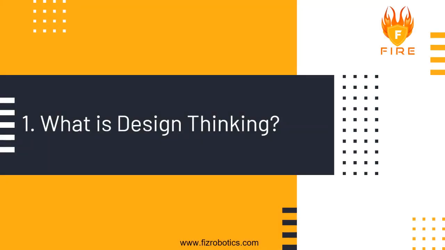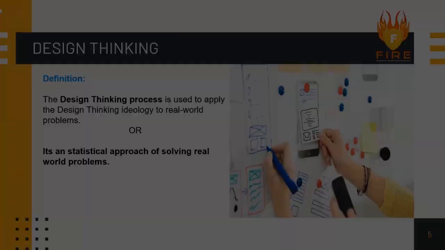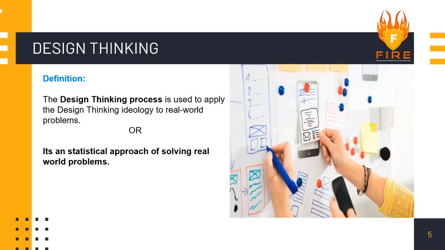But first let us see again what is actually design thinking. If you can read the definition mentioned here, the design thinking process is used to apply design thinking ideology to real world problems. But what is this design thinking ideology? It is a systematic approach of solving real world problems. It is a flow of governing ideas through which we solve real world problems by making flowcharts, penning down our ideas onto paper, making presentations, developing our imaginative ideas into reality, into prototyping. That is all about design thinking.